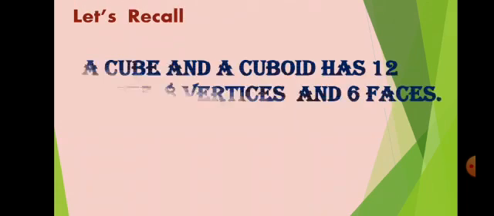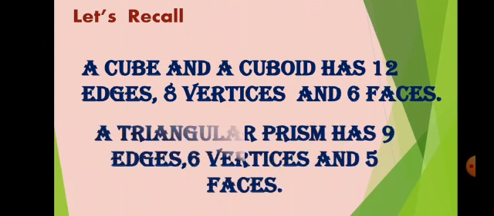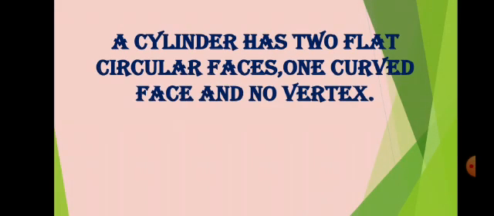Let's recall what we have done till now. We have seen that a cube and a cuboid has 12 edges, 8 vertices and 6 faces. A triangular prism has 9 edges, 6 vertices and 5 faces. We also saw that a cylinder has 2 flat circular faces, 1 curved face and no vertex.